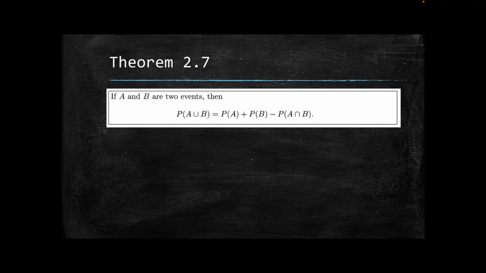Based on theorem 2.7, the probability of getting event A or event B can be written as the probability of A union B. This is equal to the probability of event A occurring plus the probability of event B occurring, minus the probability of event A and event B occurring together.